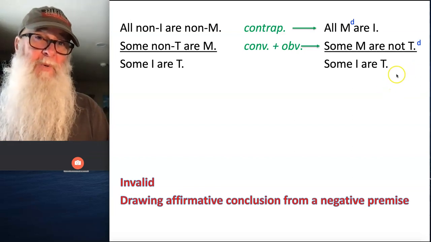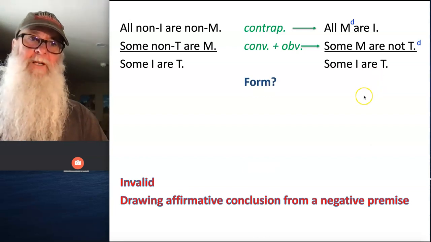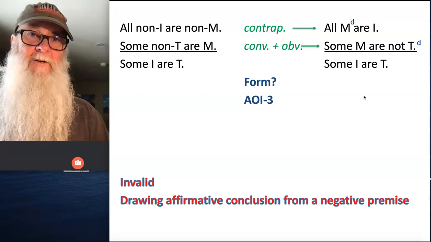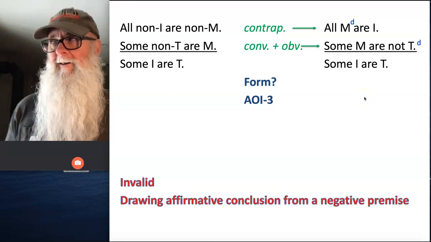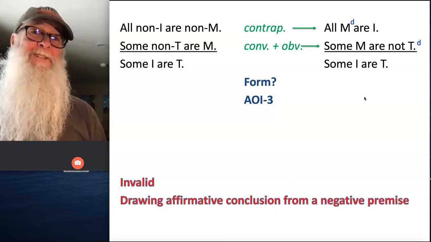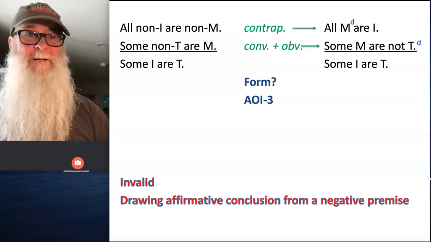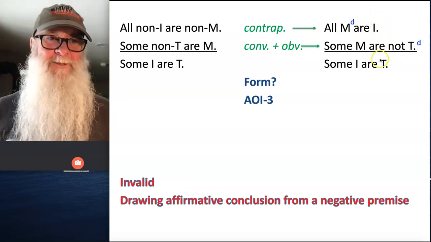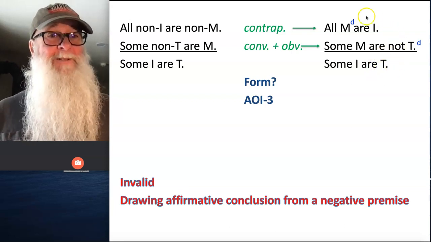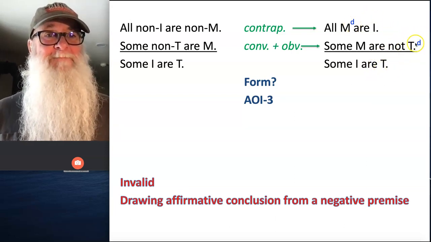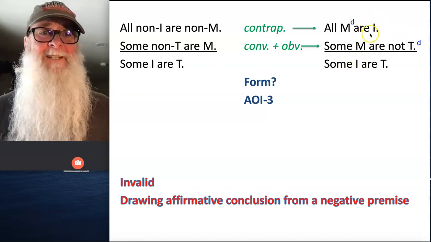Now, we should always check our work, and an easy way to do that is by determining the argument's form. What's the argument's form? Did you say AOI in figure 3? Because if you did, you're wrong. If you chose that as this argument's form and you entered that in a quiz, you'd get the question wrong. Why? Because the argument's not in standard form. T is our major term. It needs to appear in the first premise, and it's not. It's in the second premise. And I, which is the minor term, needs to appear in the second premise, and it doesn't. It's up here in the first.